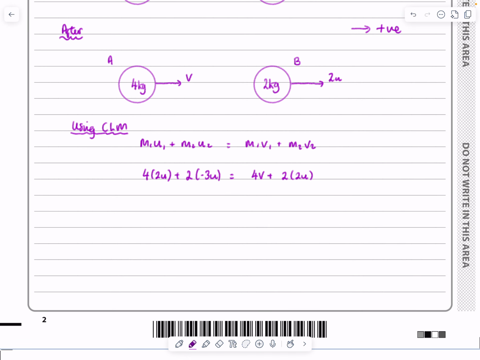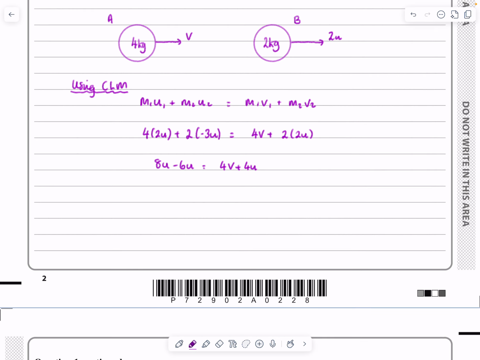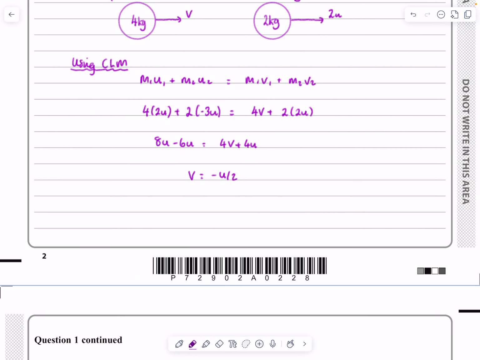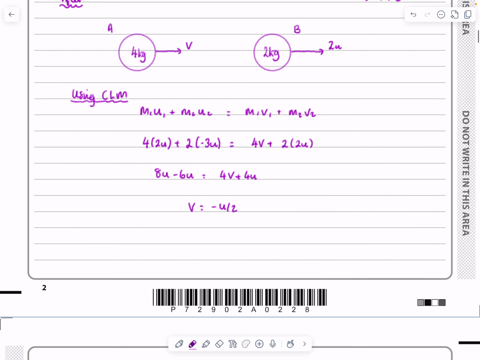Let's tidy all that up. I'm going to get 8U minus 6U is equal to 4V plus 4U. And if we tidy all that up, we actually get that V works out to be equal to minus U over 2. So V works out to be equal to minus U over 2, and then the speed of A in terms of U is absolutely okay to write as that.